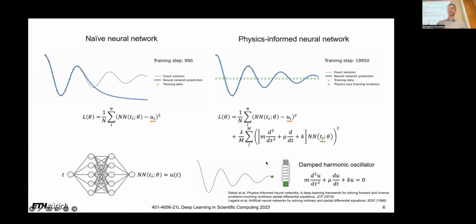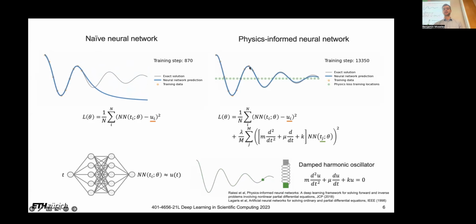So how does this work exactly? Remember that we have a neural network here that's given a time point t, and its output is a prediction of the displacement. So what it's actually doing is making a functional approximation of the solution to the differential equation. The neural network here approximates u, which is the solution of our differential equation.